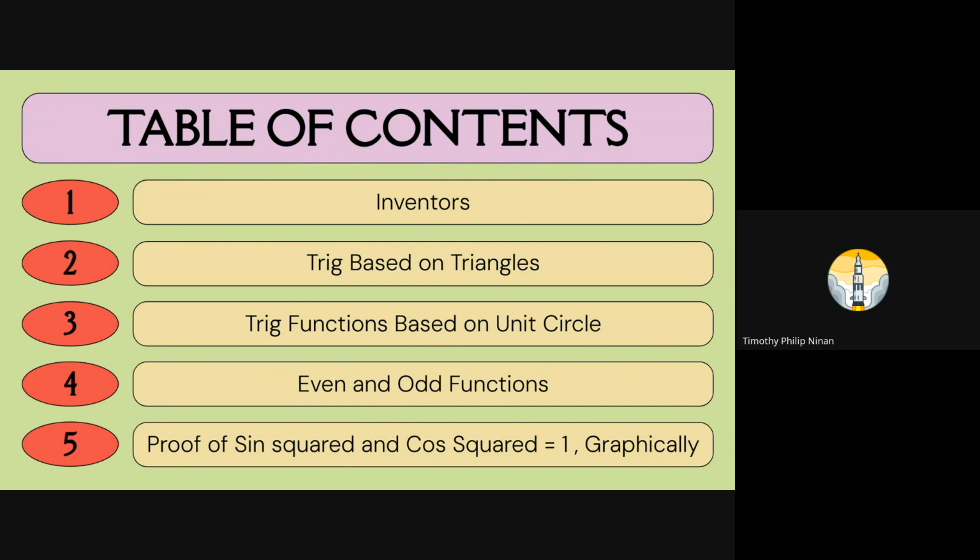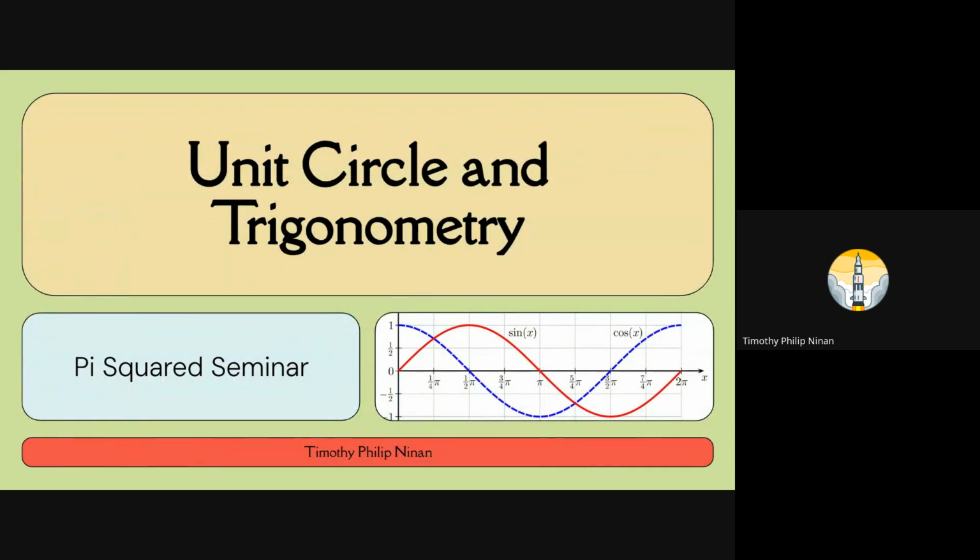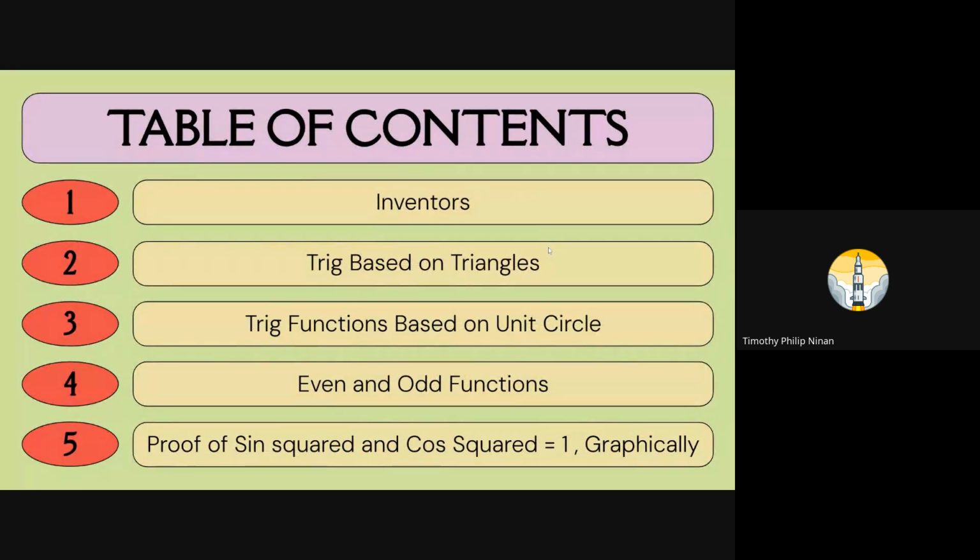So before we start on the unit circle, I would love to ask a question: what is a function? Because the unit circle and trigonometry are all functions actually. All these values we see, trig functions based on triangles and trig functions based on the unit circle, they are all functions. So my question is, what is a function? I had a lot of difficulty understanding it until my sir explained it.